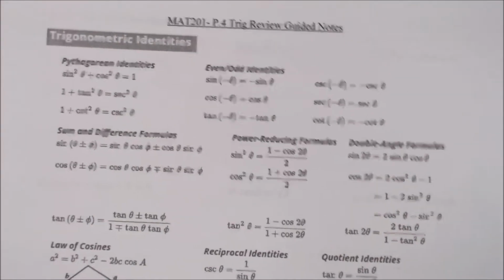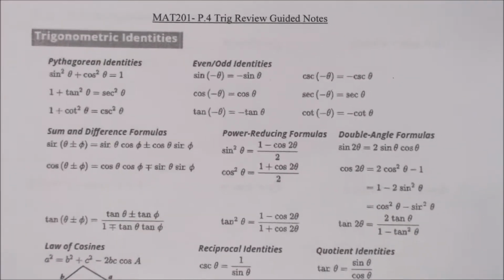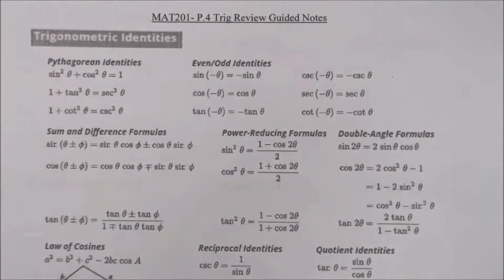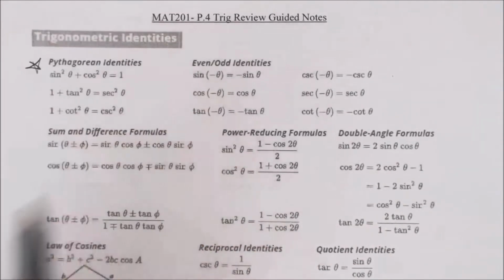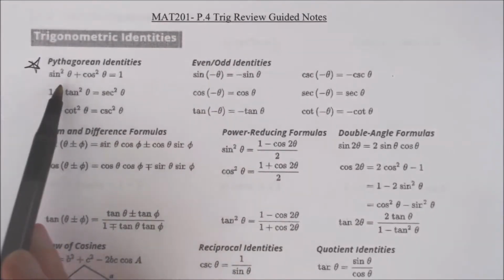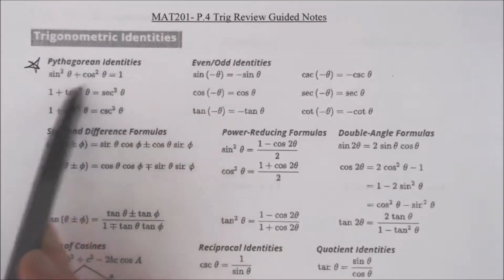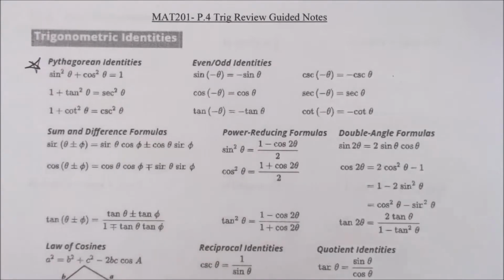Now we're not going to use all of these in this class, so the ones that I think are most important, that will come up most often, that you'll want to be familiar with, are the Pythagorean identities. So these three right here, sine squared theta plus cosine squared theta equals 1. That's a really, really common one.